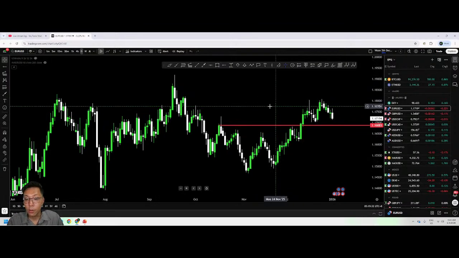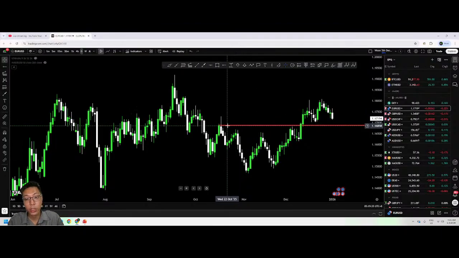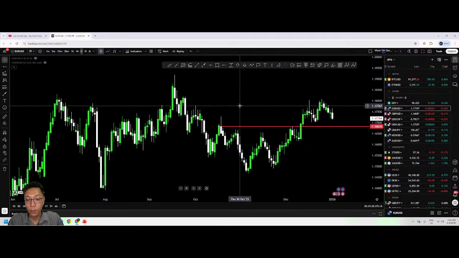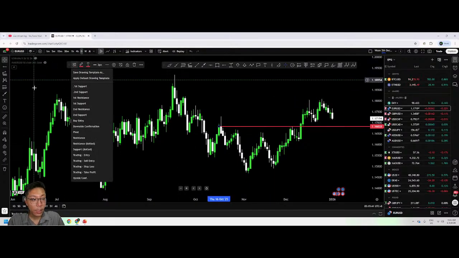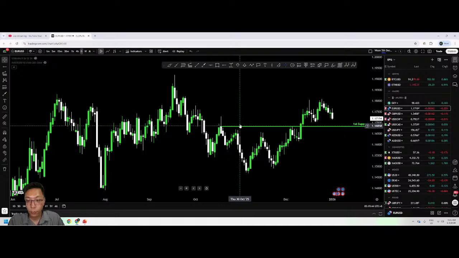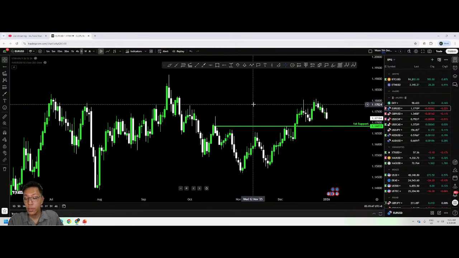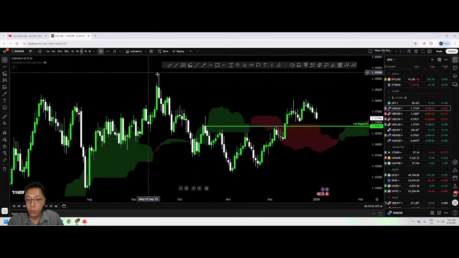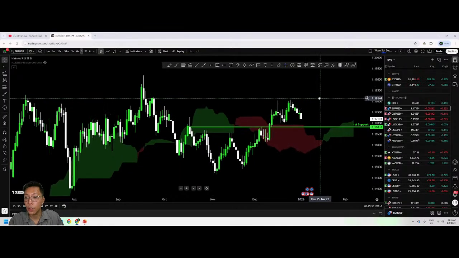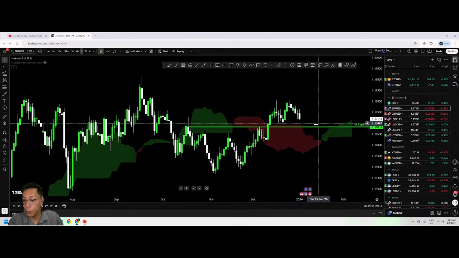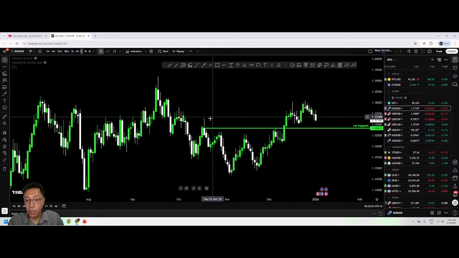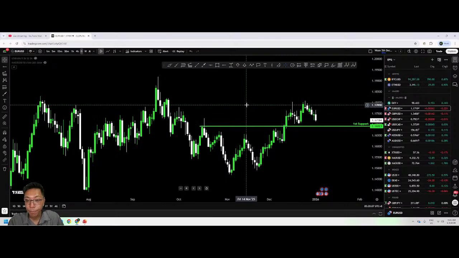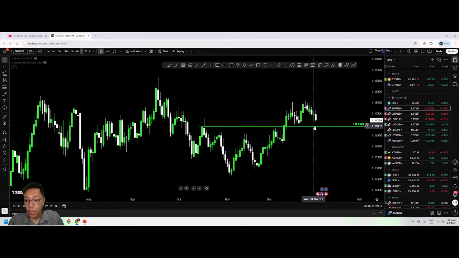So for Euro Dollar, one interesting area that I am actually looking at is this area over here. This is my first support level. The reason why I would choose this as my first support level is because if you turn on the Ichimoku cloud, price is still above the Ichimoku cloud over here and is forming bullish momentum. So what I will be looking at is for price to bounce off from this area over here to go higher.